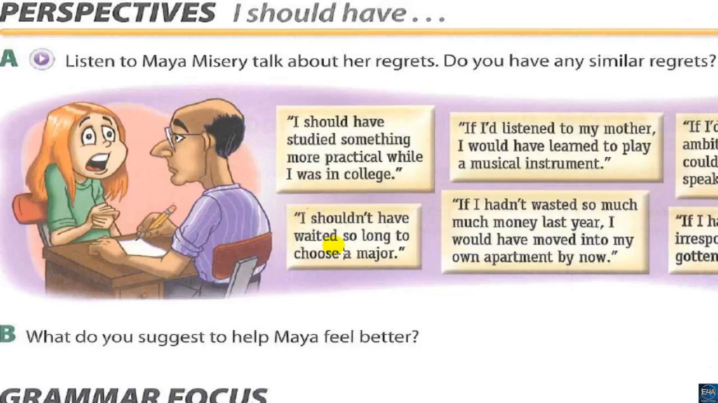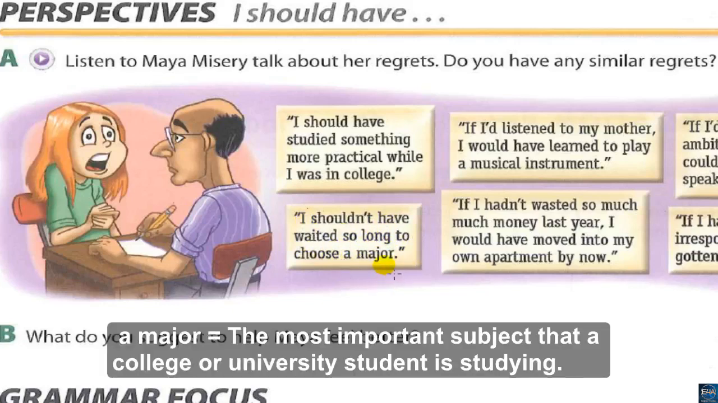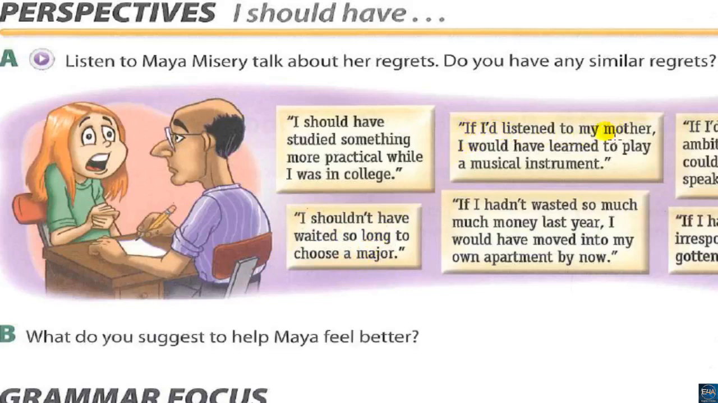I shouldn't have waited so long to choose a major. What's a major? A major is a subject that a student is studying in university or college. If I'd listened to my mother, I'd means I had. If I had listened to my mother, I would have learned to play a musical instrument, such as the piano, the violin, the guitar.